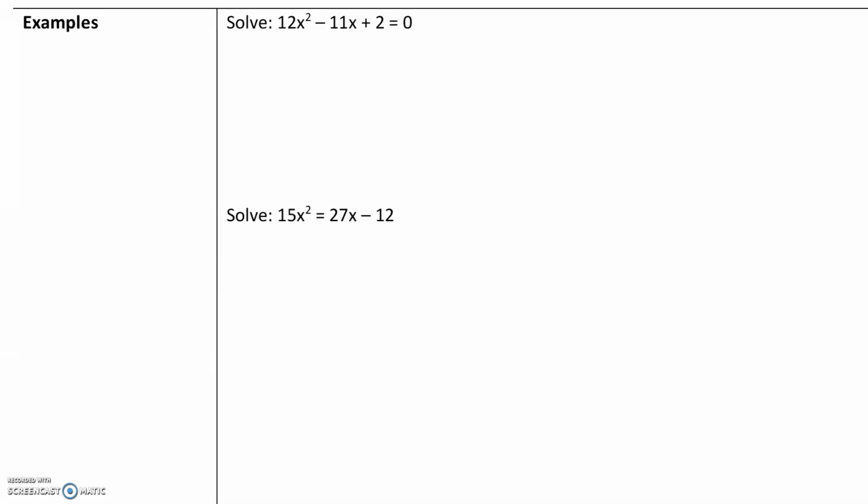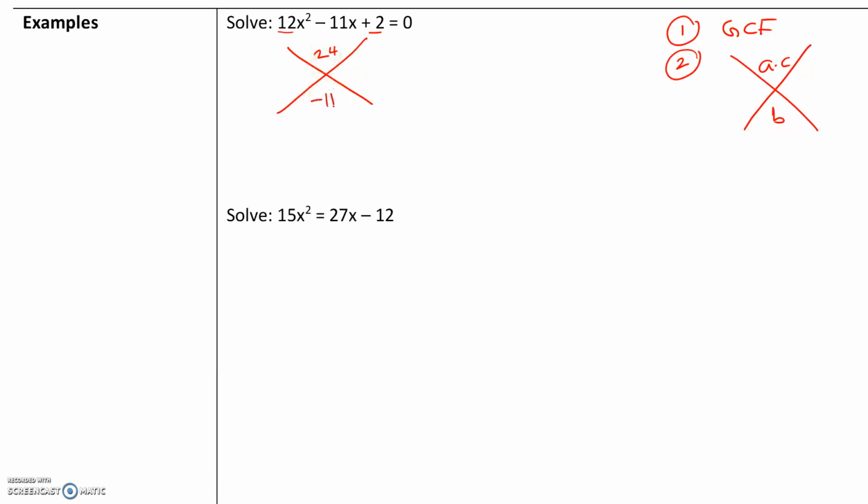So let's go through our steps. Step 0, everything has to be on one side, other side has to be 0. That's done. Step 1, we're going to factor out the GCF. Between 12, 11, and 2, there is no GCF, so we skip that step. Step 2, we make the x factor. We put a times c on top, we put the b on the bottom. So in this case, on top of the x factor, I'm going to put 12 times 2, which is 24. On the bottom, I'm going to put negative 11.